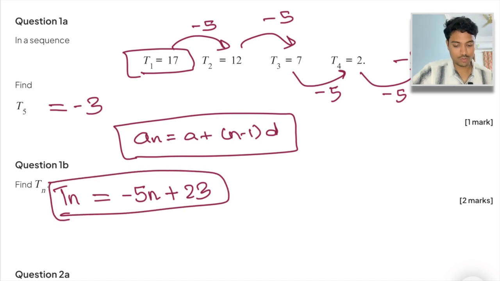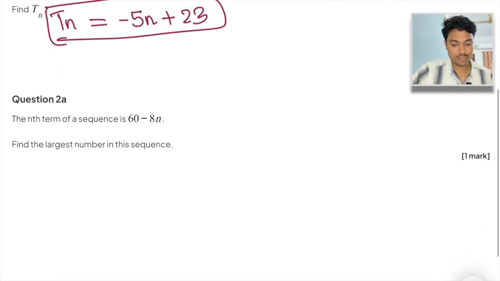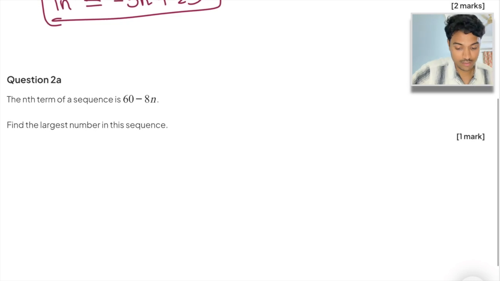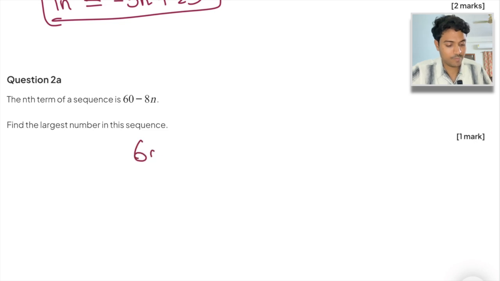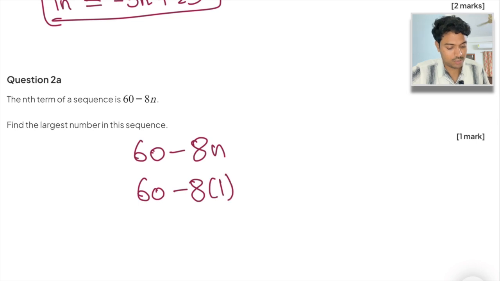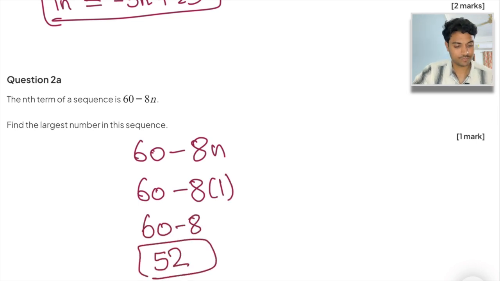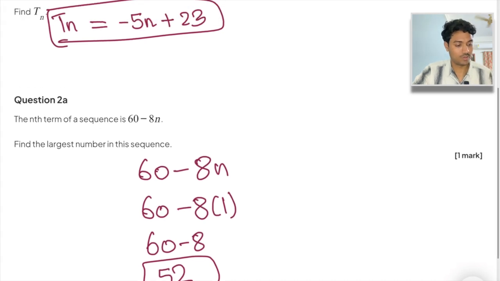Moving on to question number 2, it says the nth term of a sequence is 60 minus 8n. Find the largest number in this sequence. If we want to find the largest number, we have to subtract a minimum value, so definitely the first term. So 60 minus 8n, so 60 minus 8 into the first term. So 60 minus 8, that's 52. So that's the answer. Moving on to the next one.